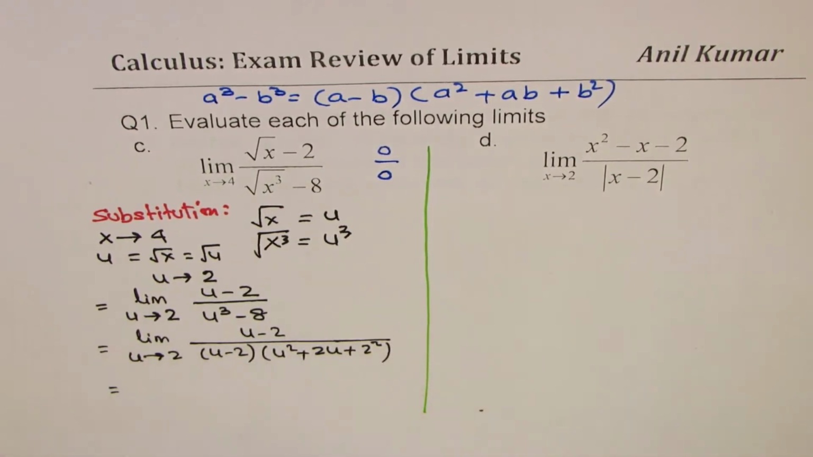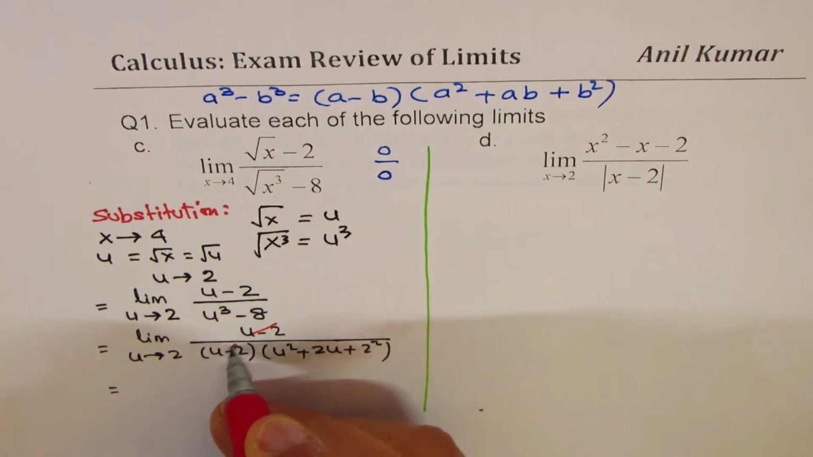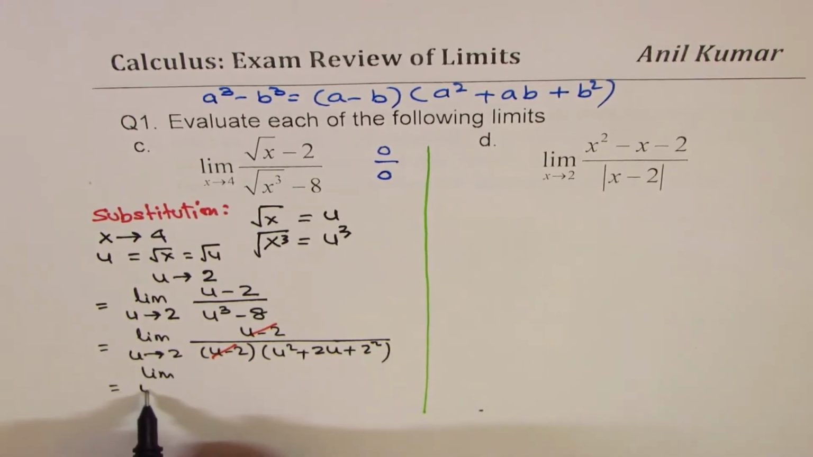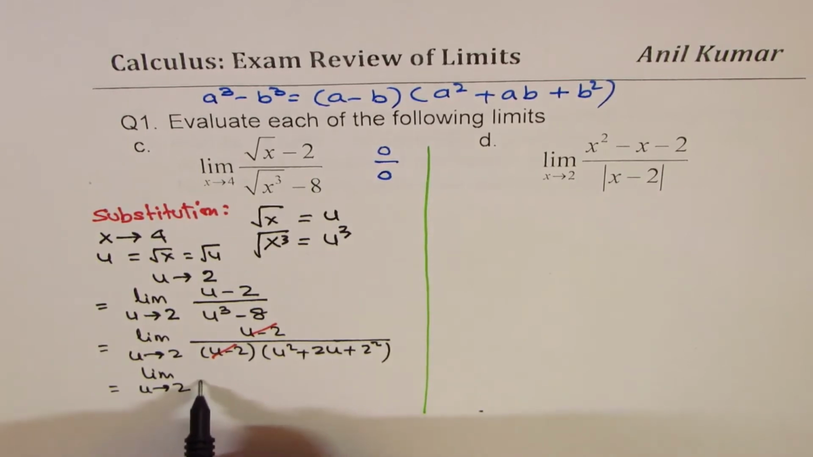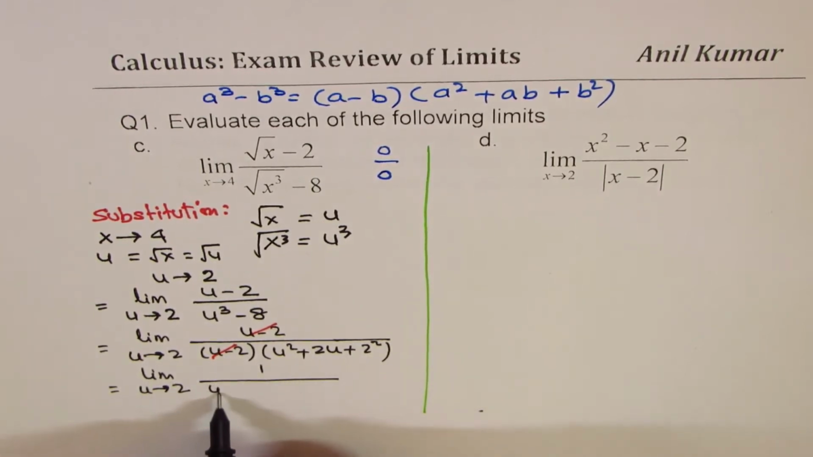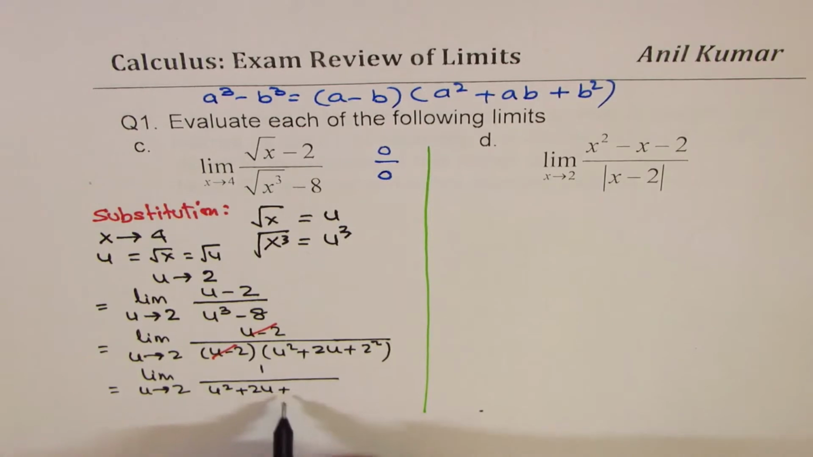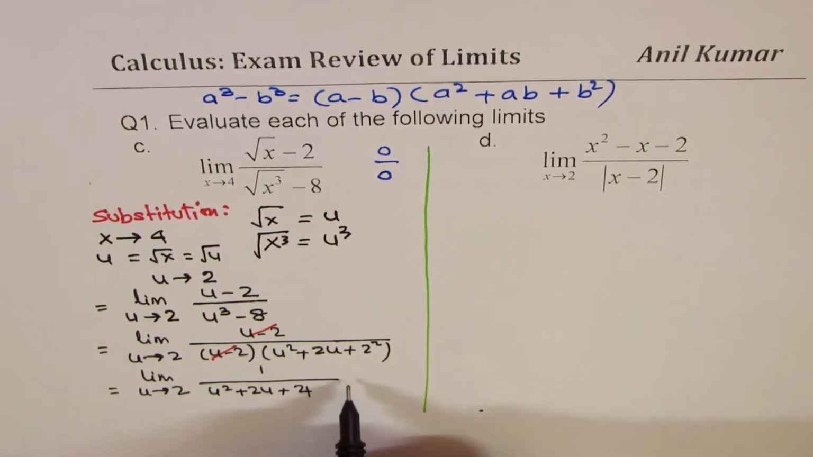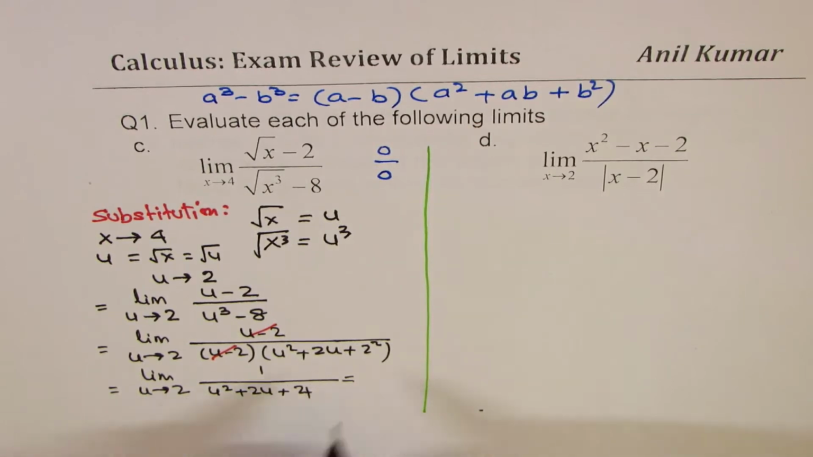Now, u minus 2 and u minus 2 cancel. So we are left with the limit as u approaches 2 of 1 over u squared plus 2u plus 2 squared, which is 4, right? This is 2u. So now we can substitute 2 here.